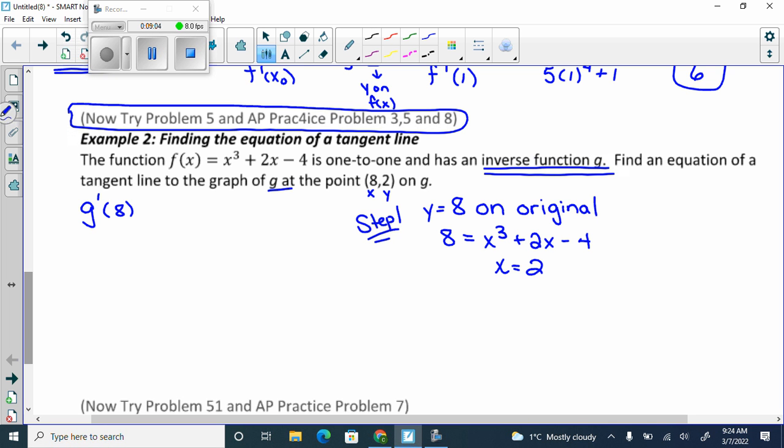Okay? So we have x equals 2, and then we need to go, okay, g prime of 8, this is step 2. What are we going to do? It equals 1 over f prime of 2, which is x0. I thought you were saying x equals 0 at first, and I was very concerned. Why did you put it over 1? Because it's the formula for the derivative of an inverse. To find the derivative of an inverse, you do 1 over f prime of x0. It's a formula you need to know.